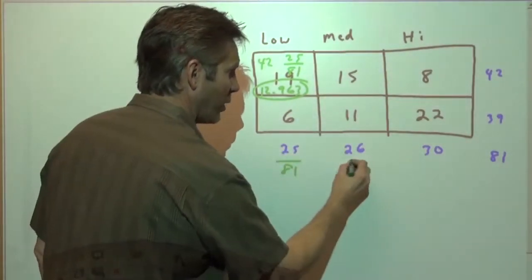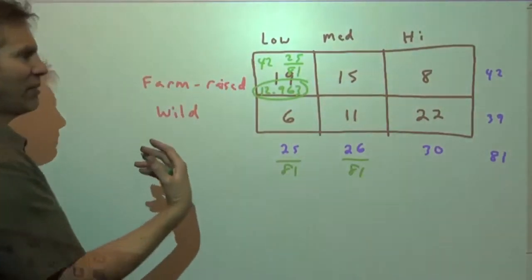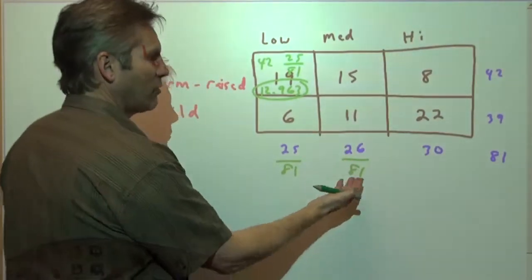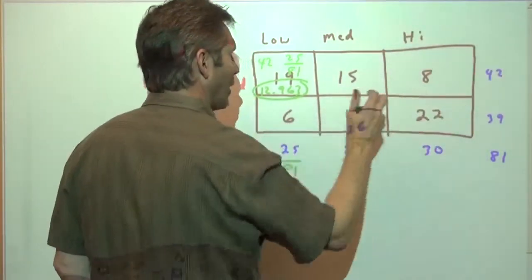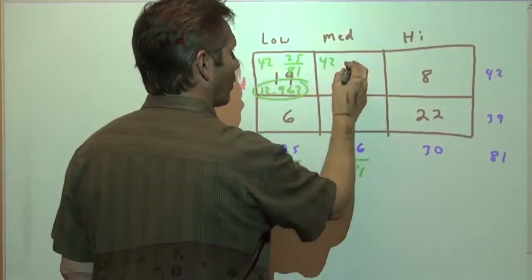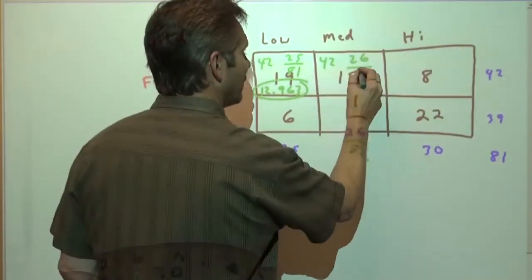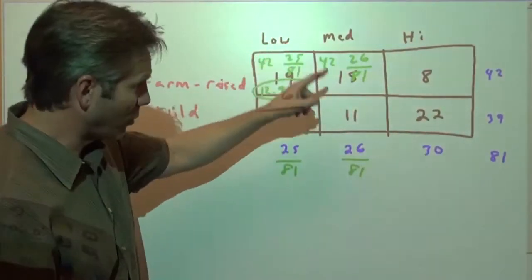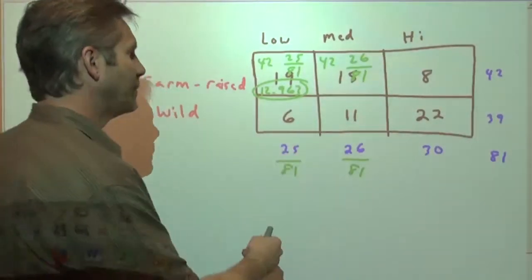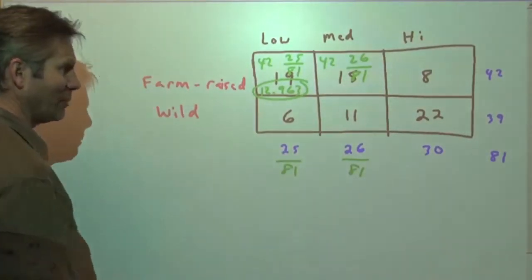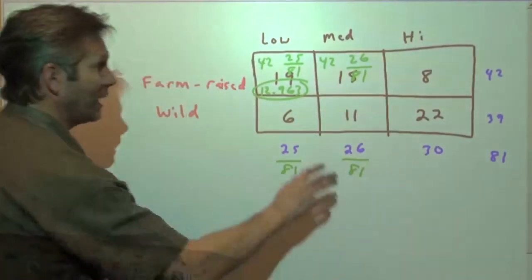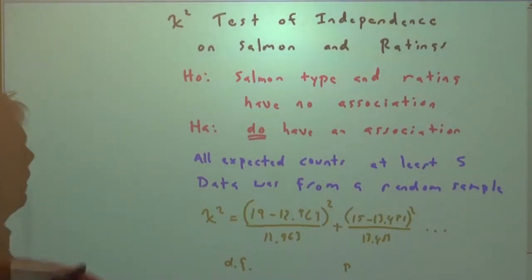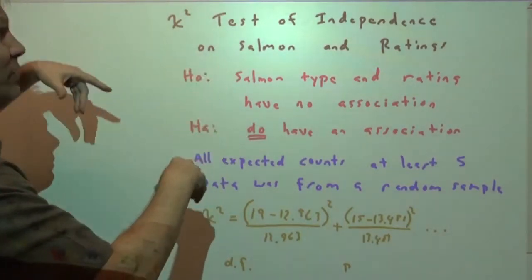Likewise, overall, we had 26 out of 81 people say that their taste preference regarding this would be medium, so 26 out of 81. So in this sample of 42, we would expect that row total times this column total divided by the grand total. We would expect that 26 81sts of this group and 26 81sts of this group would rate them as medium if the null were true. So again, watch the other videos if you're not quite sure about what we just talked about there. So this is the chi-squared test of independence on salmon and ratings.